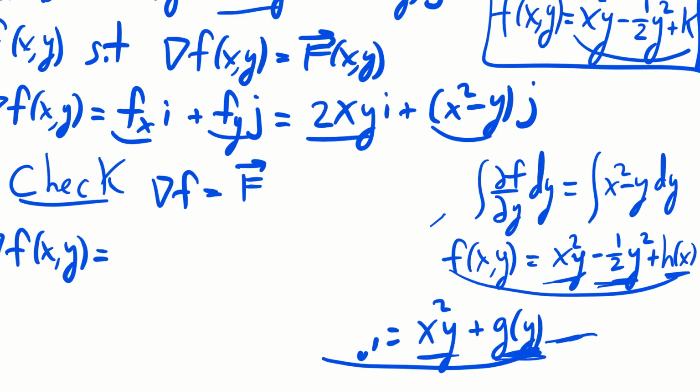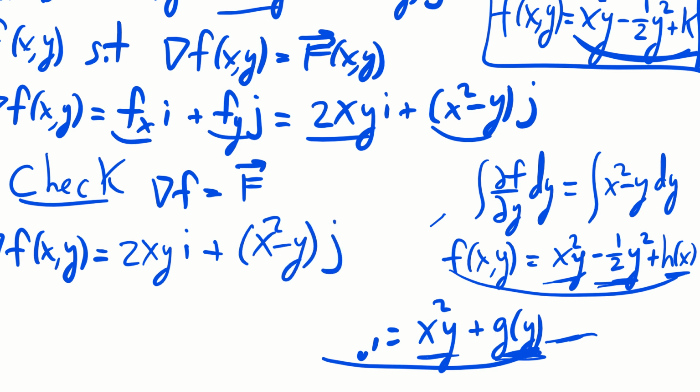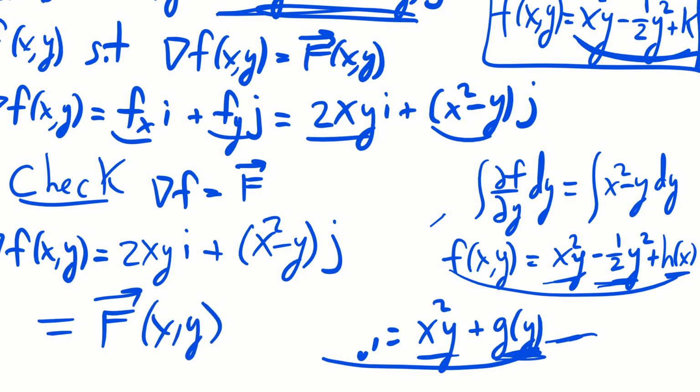If I take the partial of this function with respect to x, that's going to give us 2xy. That'll be multiplying i. And then plus, now we need a partial with respect to y. The partial with respect to y is going to be x squared minus y. And that will be j. And if we check from above, that is indeed equal to the vector field F of x comma y. So we found our potential function simply by doing some antiderivatives of the component functions.